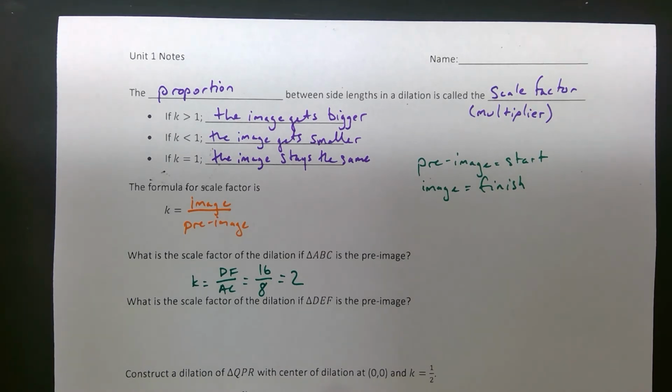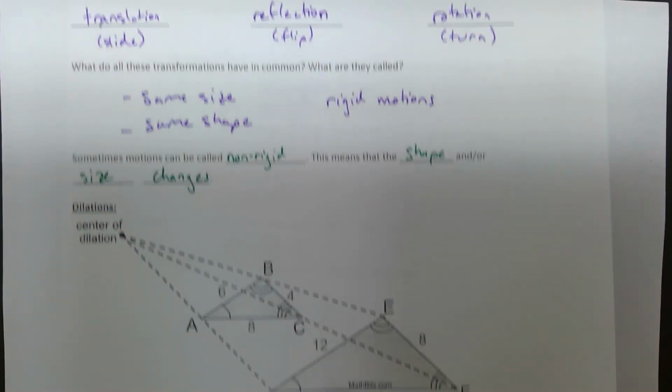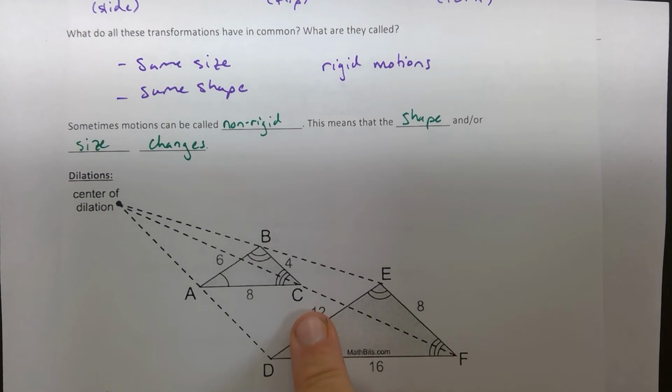So I can check each one to make sure. So BC and EF, 8 divided by 4 is 2. So that's good. And then AB and DE, 12 divided by 6 is also 2. So my scale factor should be the same for every pair of sides.